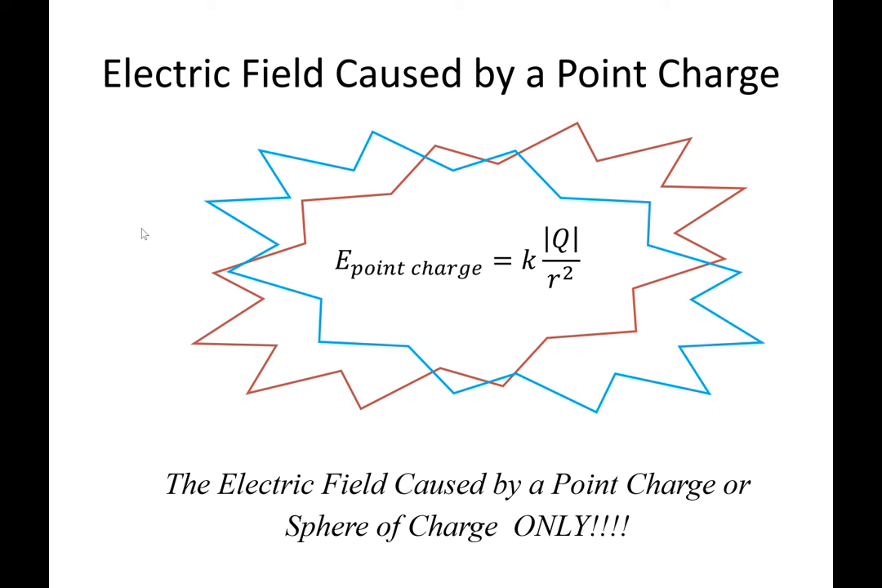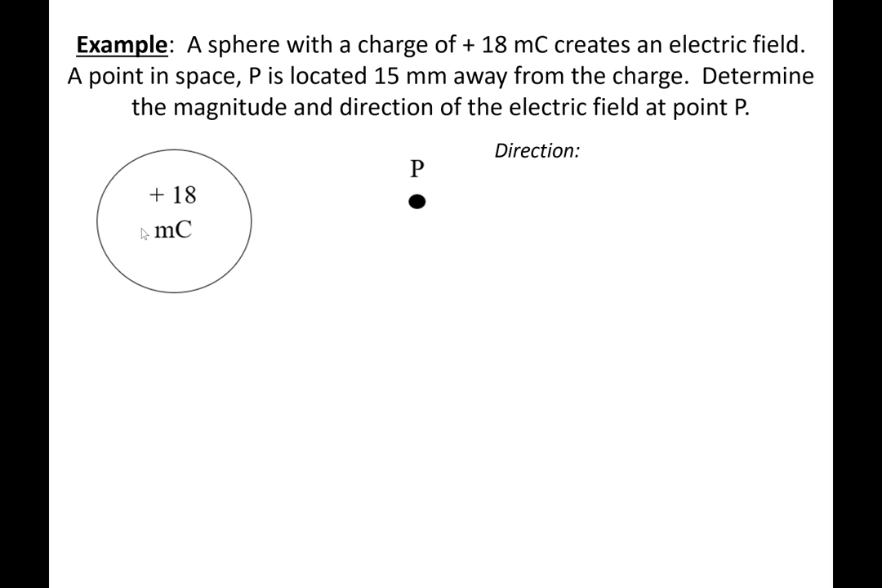Now, this only works if we're talking about a point charge or a sphere of charge, and the direction is always going to be given by our definition of the direction, which is that the electric field is in the same direction as the electric force experienced by a small test charge at that location. So, let's do a quick example.